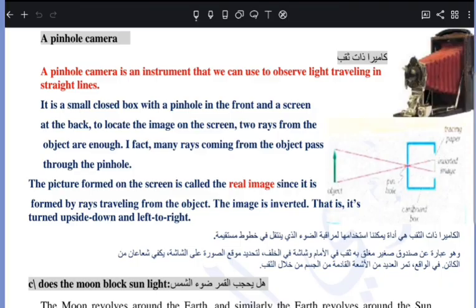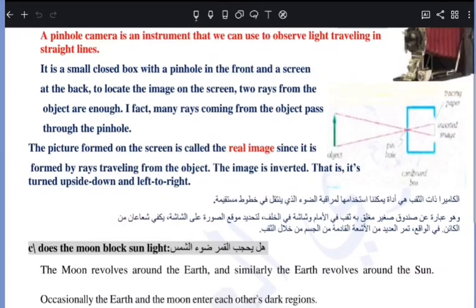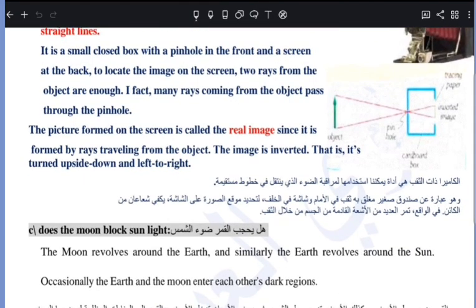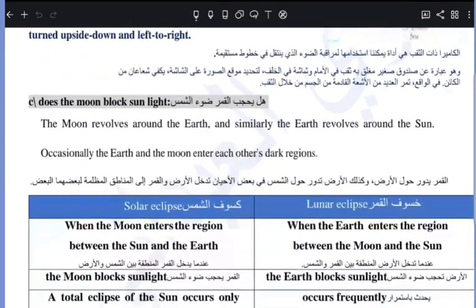What are the properties of the picture in a pinhole camera? The picture formed on the screen is called a real image, since it is formed by rays traveling from the object. The image is inverted, that is, it is turned upside down and left to right. Excellent, excellent. Now I have another question.